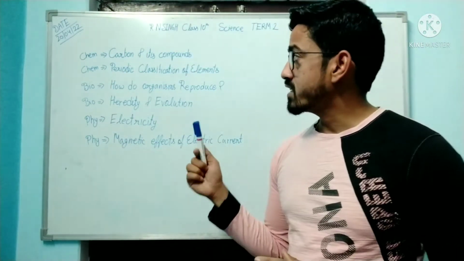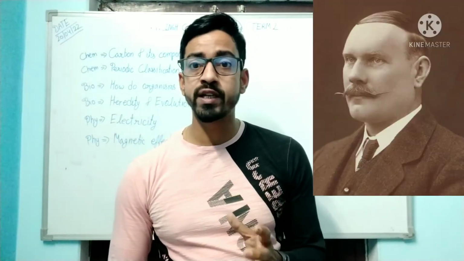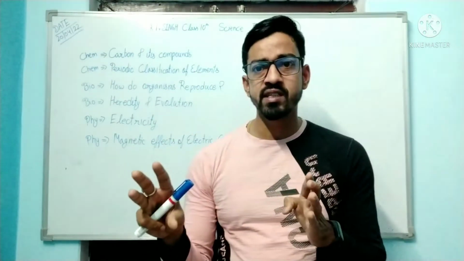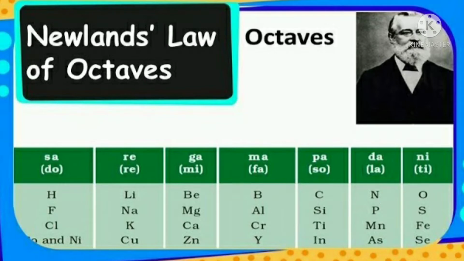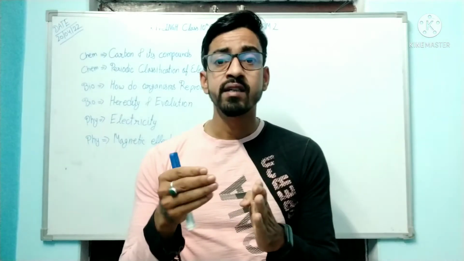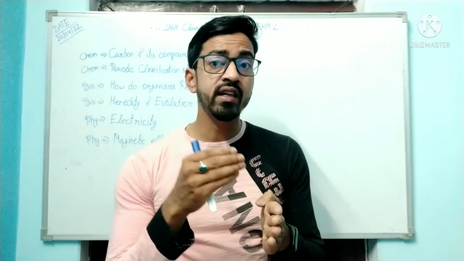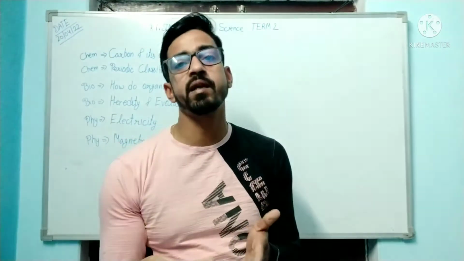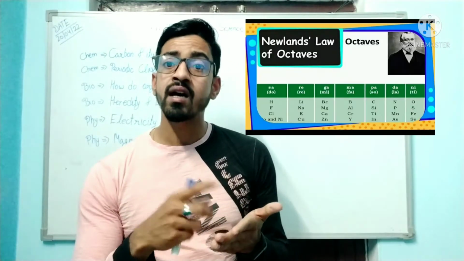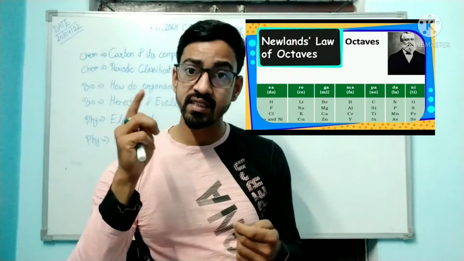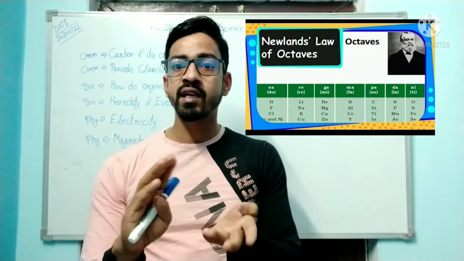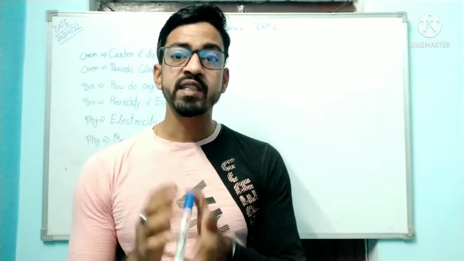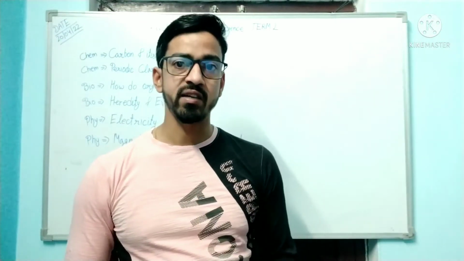The next scientist who explained classification is Newlands, with the law of octaves. He arranged elements like musical notes, and he said that after every eighth element, the elements repeat their properties, like in music: sa, re, ga, ma, pa, dha, ni, sa. So sa is repeated. Similarly, he said elements also repeat their properties after the eighth element.